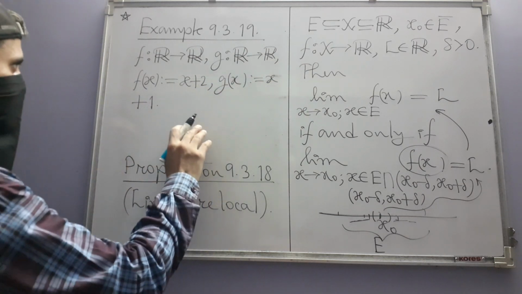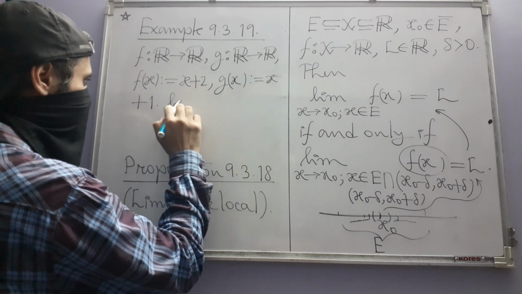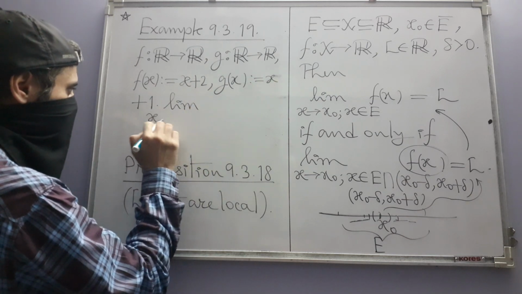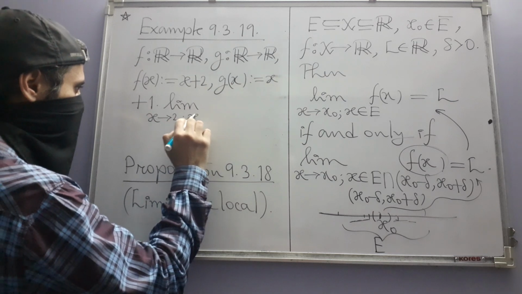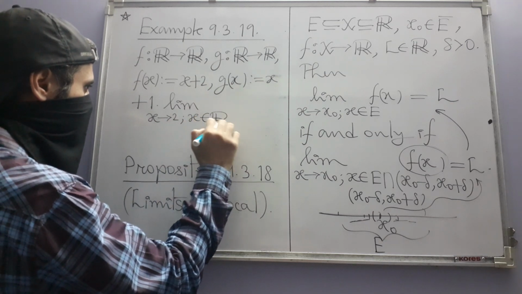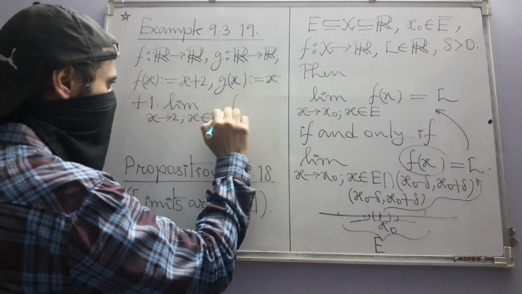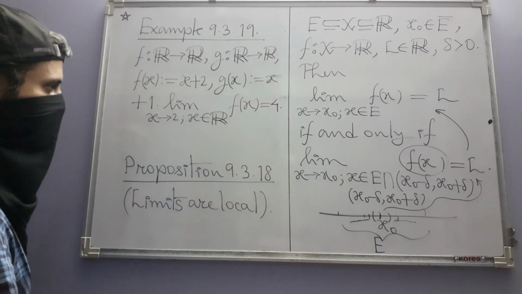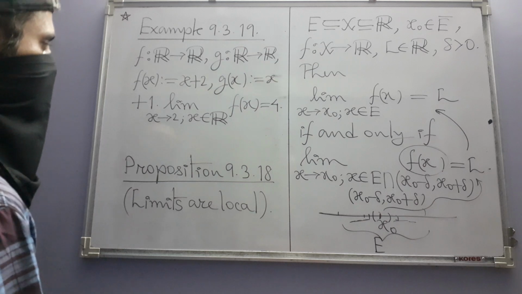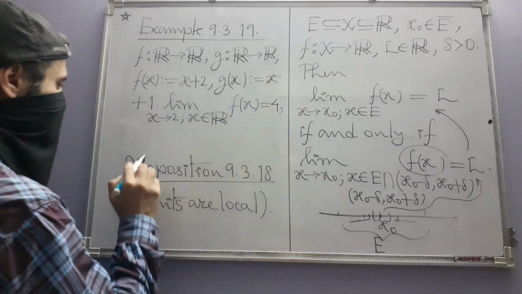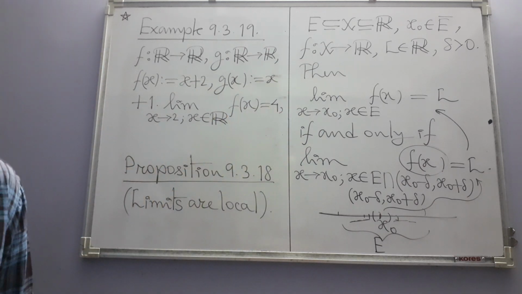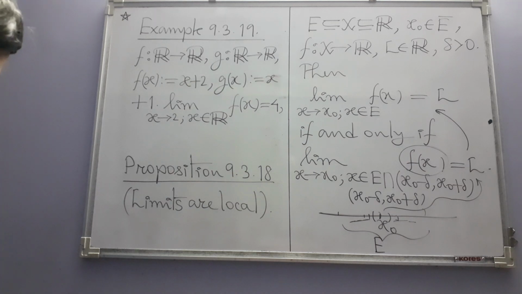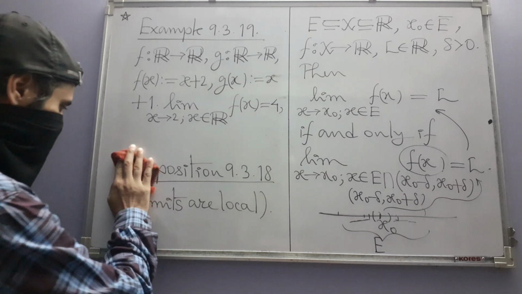Then very easily we conclude these two limits almost immediately. This is going to be 4 because it will be 2 plus 2. You already know the rules. Similarly, the other limit for g is going to be 3.